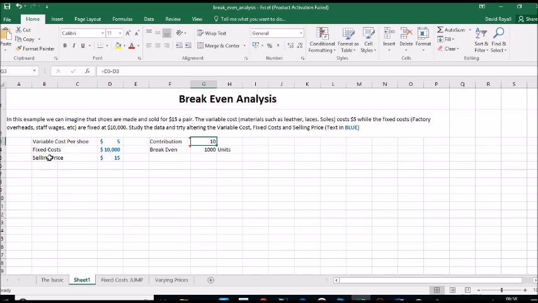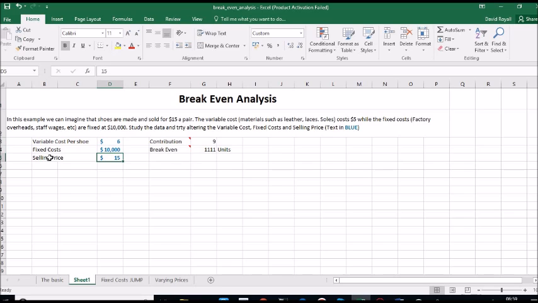So what we now need to know is how many $10 do we need to make to cover those fixed costs. So it's 10,000 divided by 10 gives us 1,000 units. That is the break-even number of units. So let's change the figure. Let's suppose that the variable costs were to go up to $6. This would bring the contribution down to $9, which means we need to make more shoes to break even. So it's important, as the contribution falls, we need to make more and more.